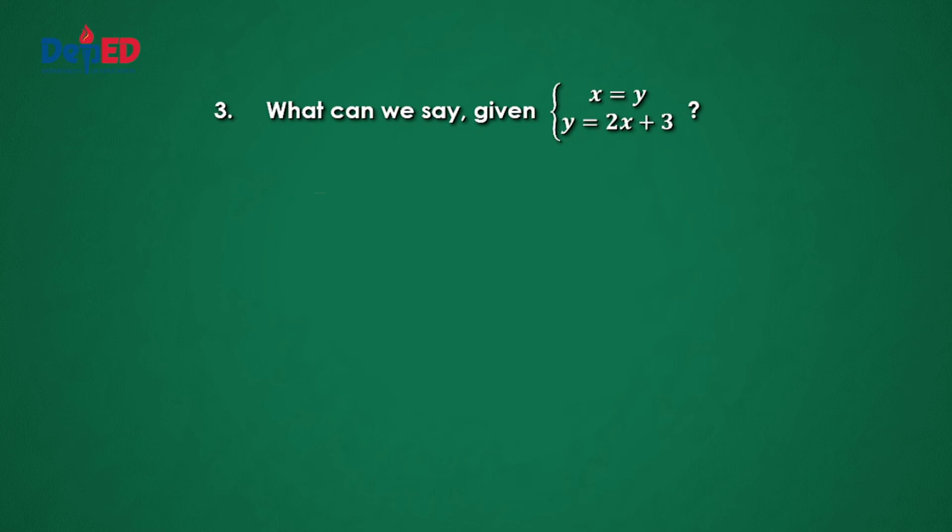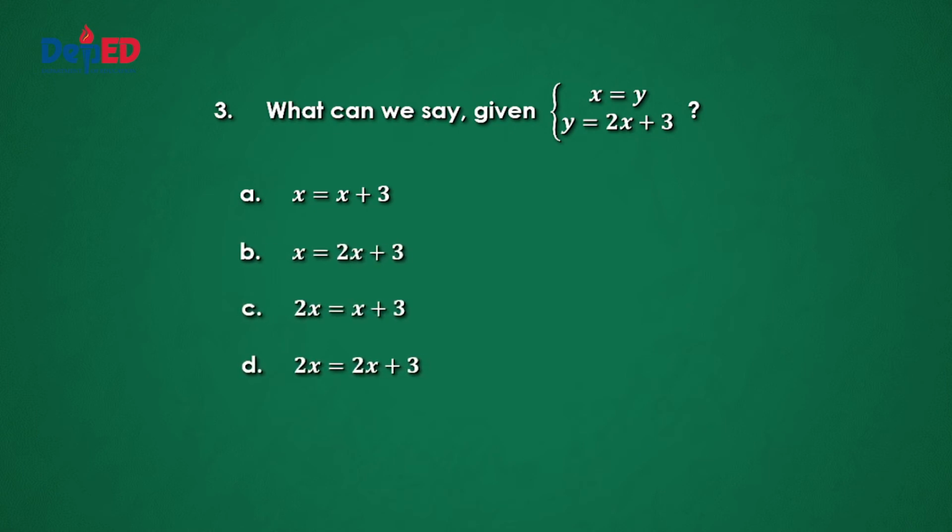Number 3. What can we say given a system with equations x equals y and y equals 2x plus 3? A. x equals x plus 3. B. x equals 2x plus 3. C. 2x equals x plus 3. Or D. 2x equals 2x plus 3.